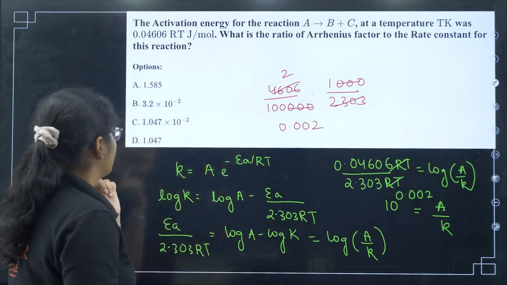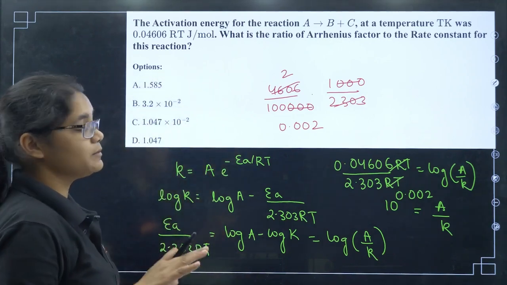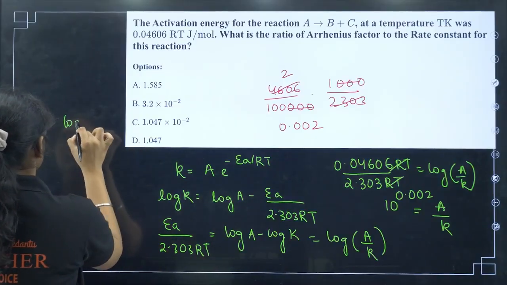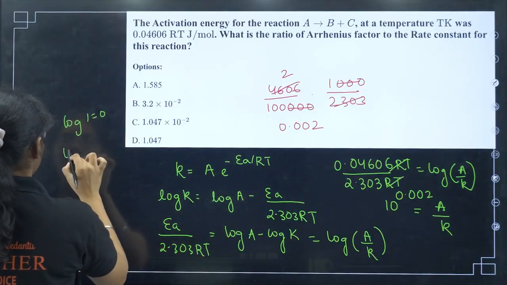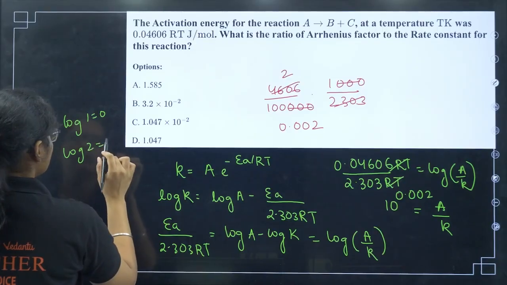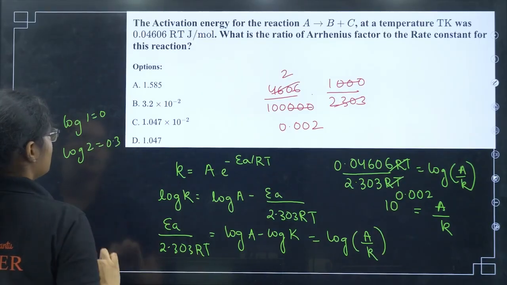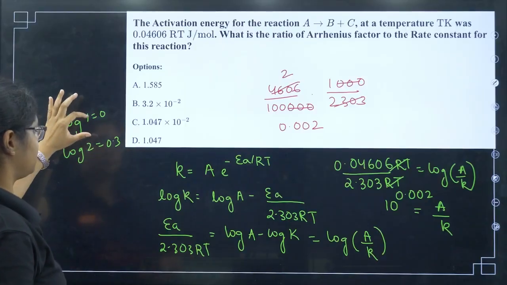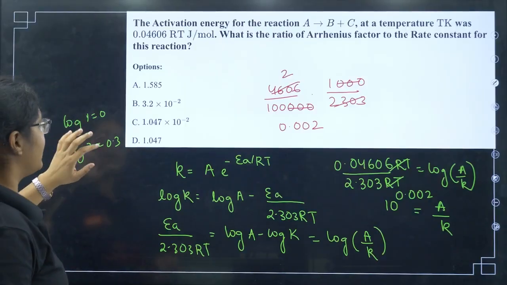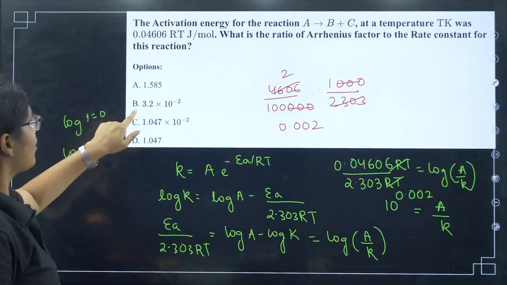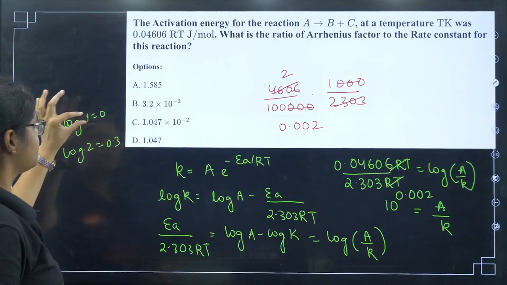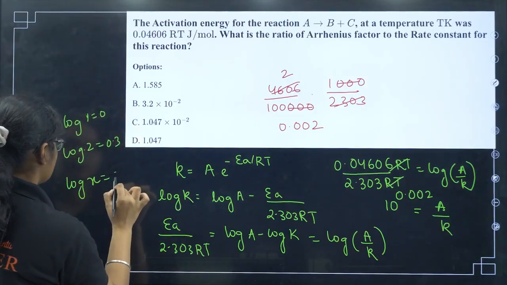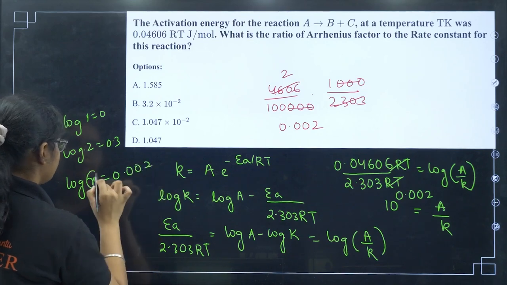Next, now what I can find out is which number has log value 0.002. Now see, as I already told you, log 1 is equal to 0 and log 2 is equal to 0.3, right? And I am getting 0.002. So that means it has to be somewhere between 1 and 2, right? I have to find log x is equal to 0.002 to find the value of x.